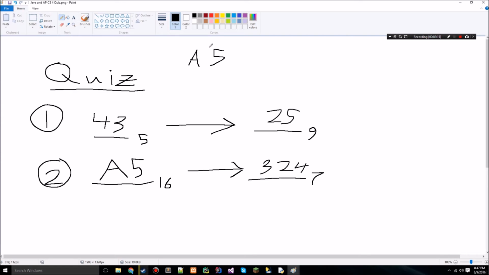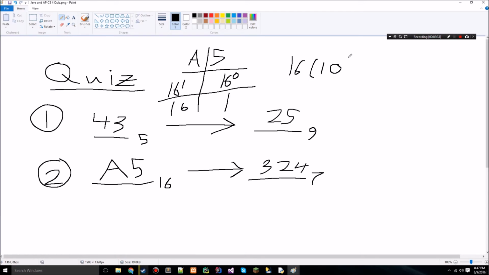A5, so 2 place value terms. This is hexadecimal, so 16 to the first and 16 to the 0. We evaluate those, we get 16 and 1. So 16, and then A refers to the value 10, so 16 times 10 plus 5 times 1. So that gives us 160 plus 5. And that gives us 165 base 10.